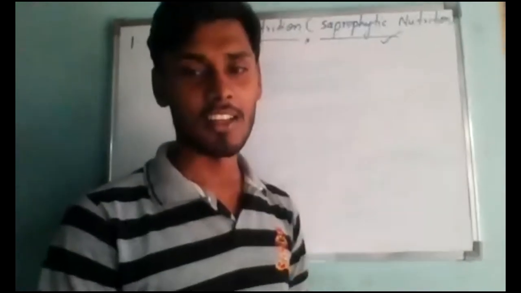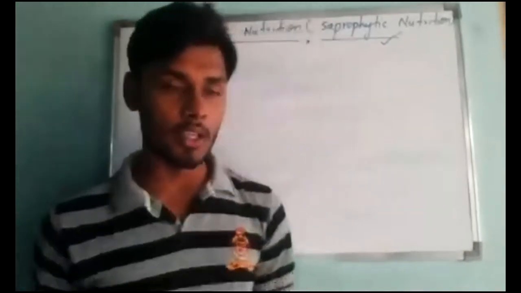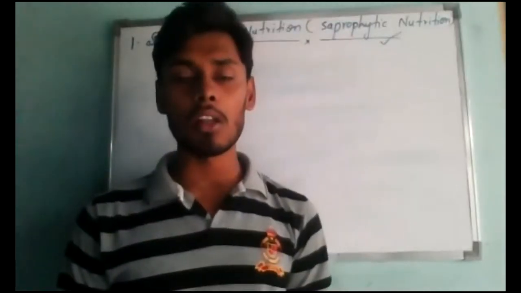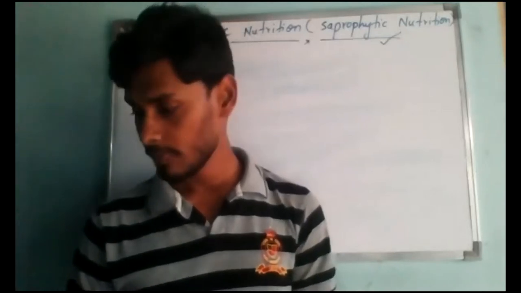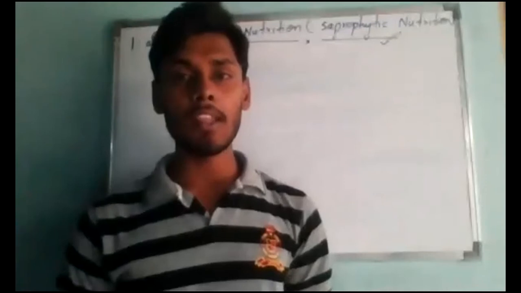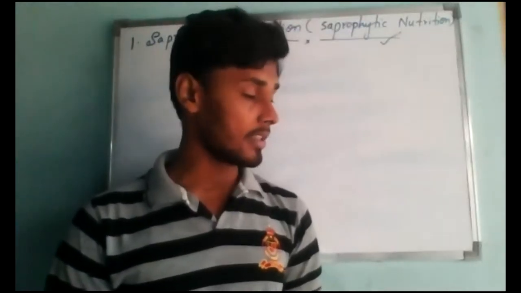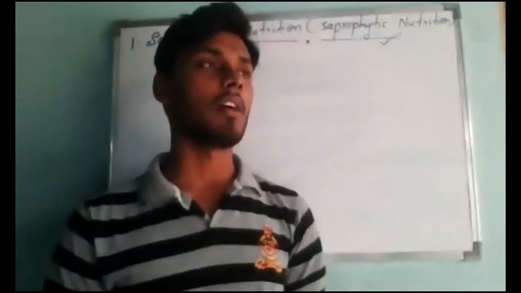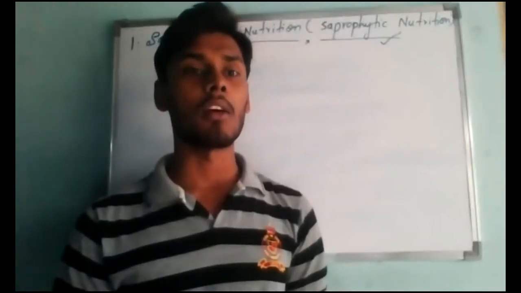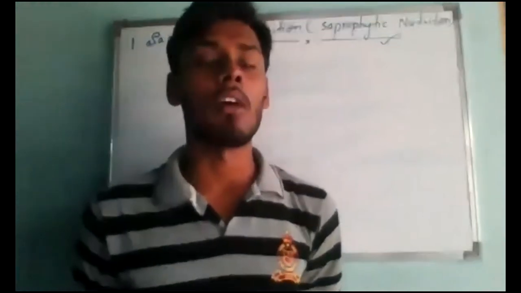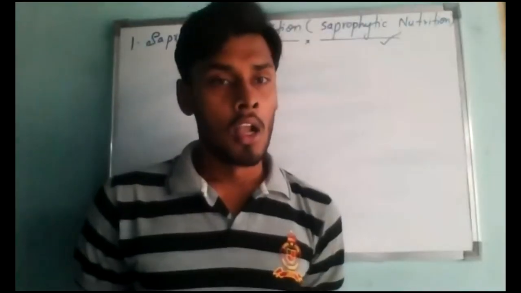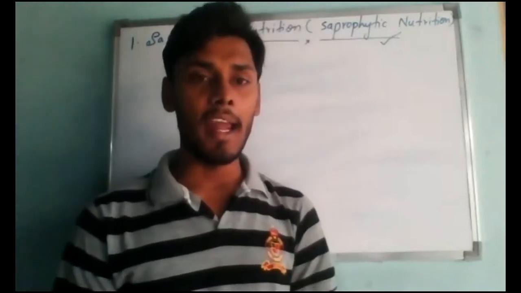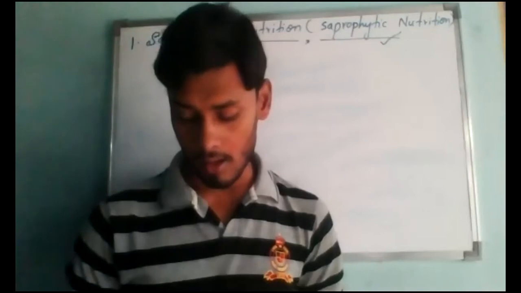Okay. Right. Saprotrophic nutrition is that nutrition in which an organism obtains its food from decaying organic matter of dead plants, dead animals, and rotten bread, etc.